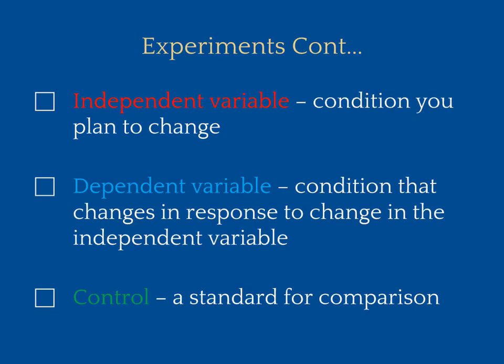And finally, a control is a standard for comparison, right? We know what happens in this case. Well, what if we change certain things? How will it compare to that original experiment, to that initial observation? So that's what we mean by control. That's why a lot of experiments that you hear about, like weight loss, always have some type of control that they're comparing the people to.